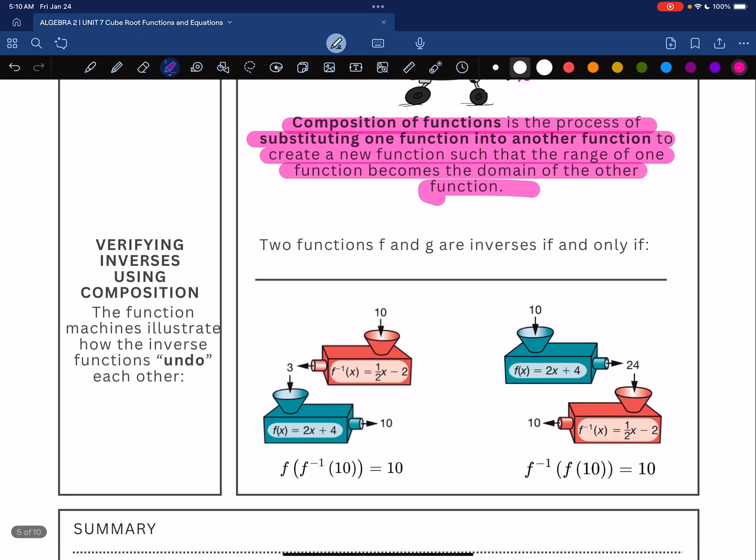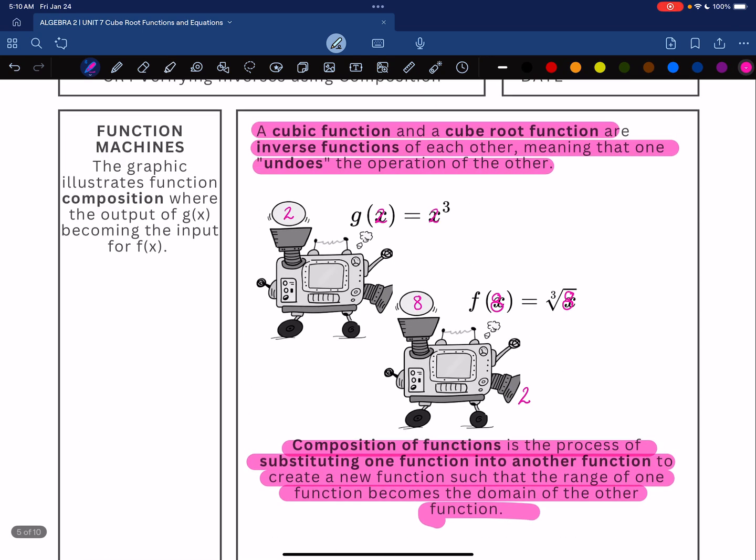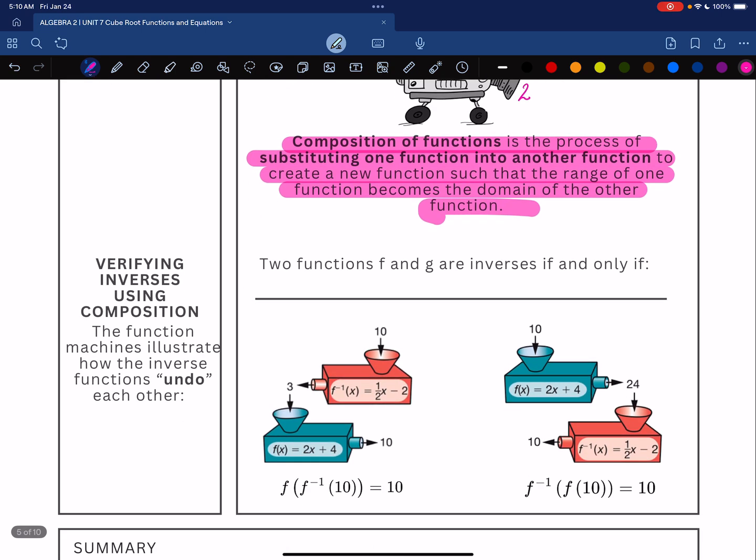And with composition, we're able to verify that functions are inverses, because here's the big idea. Two functions, f and g, like we saw up here, are inverses of one another if and only if f of g of x, which is the same thing as saying take f and plug into it g of x, gives us x, meaning the original input is now the output.